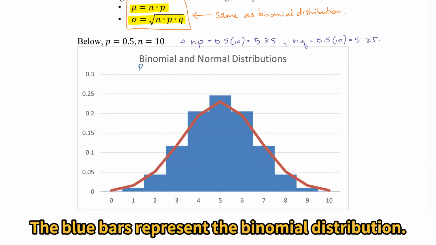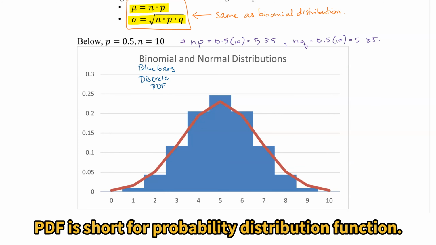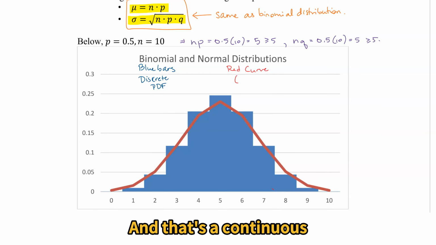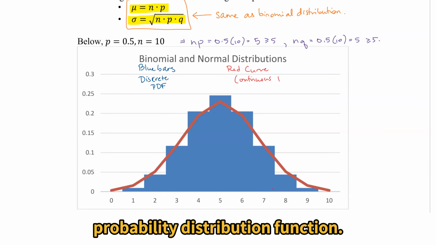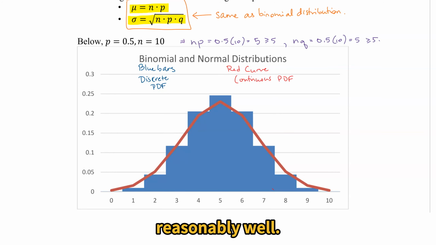The blue bars represent the binomial distribution. And remember that that's a discrete probability distribution. PDF is short for probability distribution function. And the normal distribution is the red curve, and that's a continuous probability distribution function. And we can see that the curve follows those bars reasonably well.